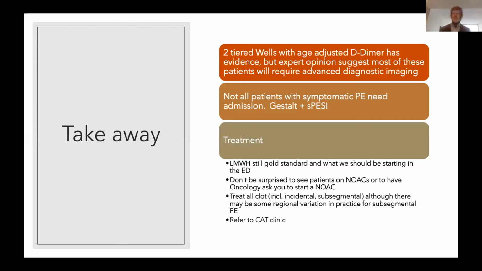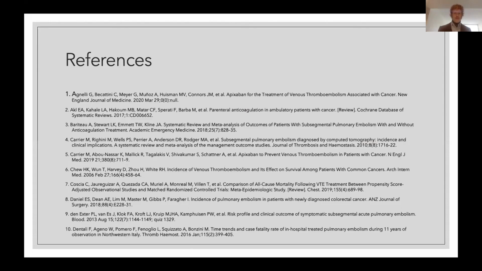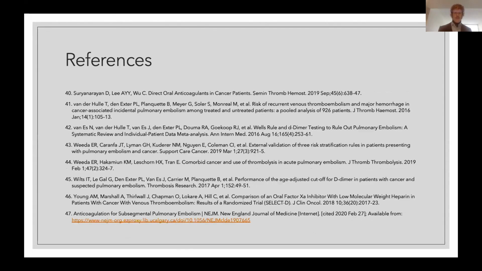And then treat all clot, unless the patient has a really, really high bleeding risk. Then I think having the nuanced approach and talking with a hematologist or their primary oncologist regarding what it should be if it's just a subsegmental pulmonary embolism, and then refer these patients on to the CAT clinic for follow-up. So those are my references, and then we can take some questions.